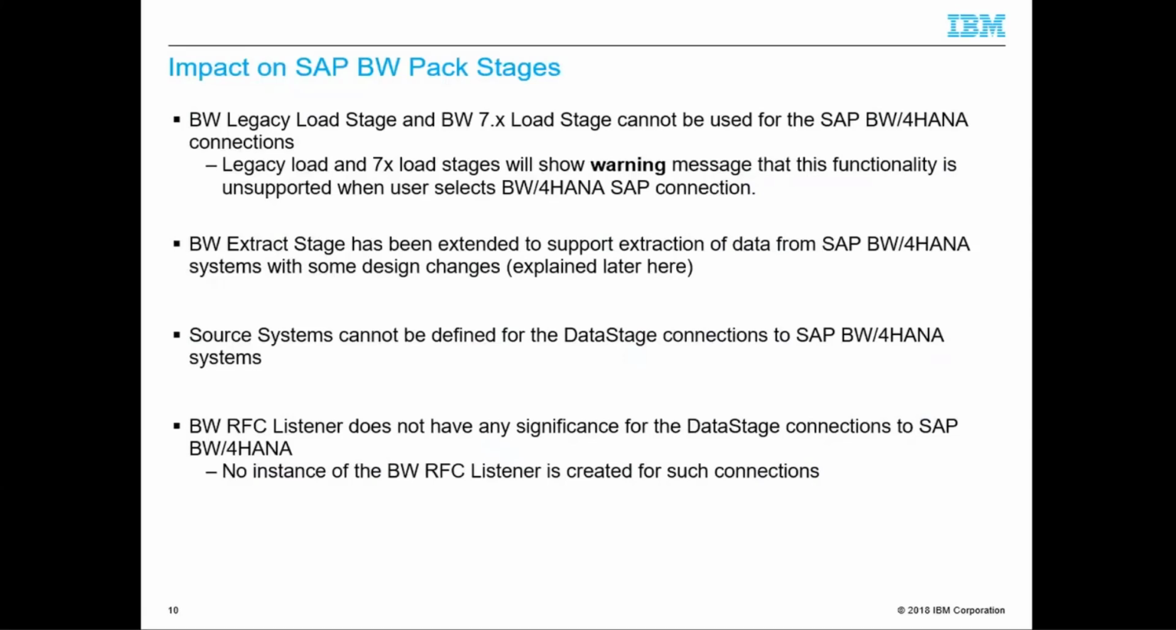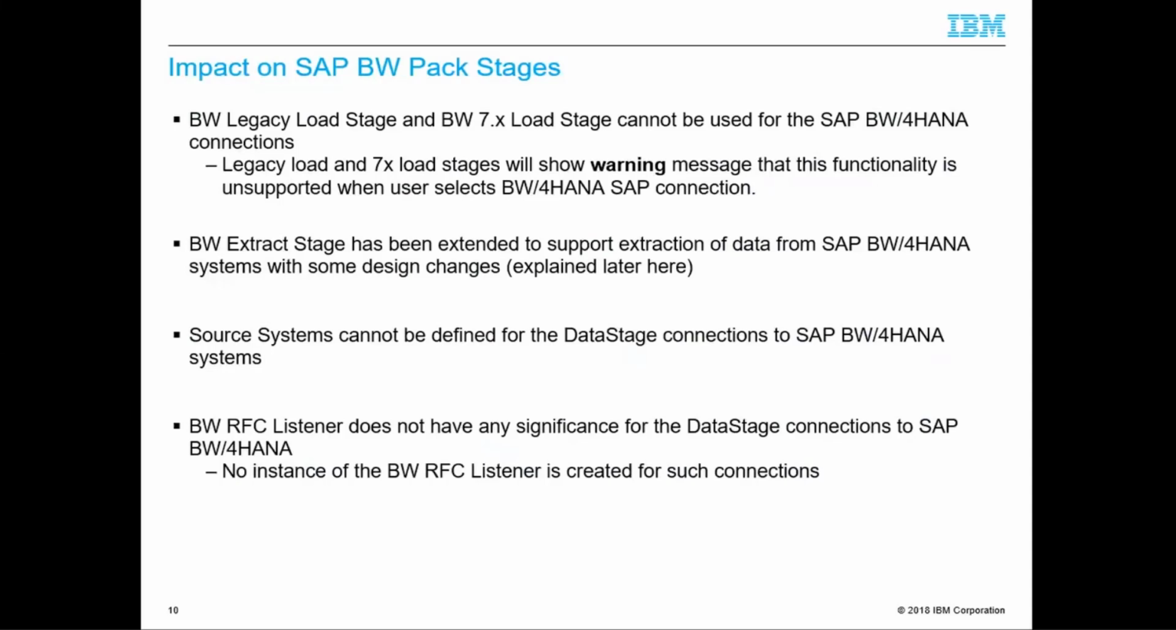Therefore, in BW pack fix pack 1, we have started giving the user a warning as soon as they try to design a legacy load or 7.x load stage in case they have selected a connection to SAP BW for HANA. This warning will tell the user that these stages are not available for BW for HANA. Then we have the BW extract stage.